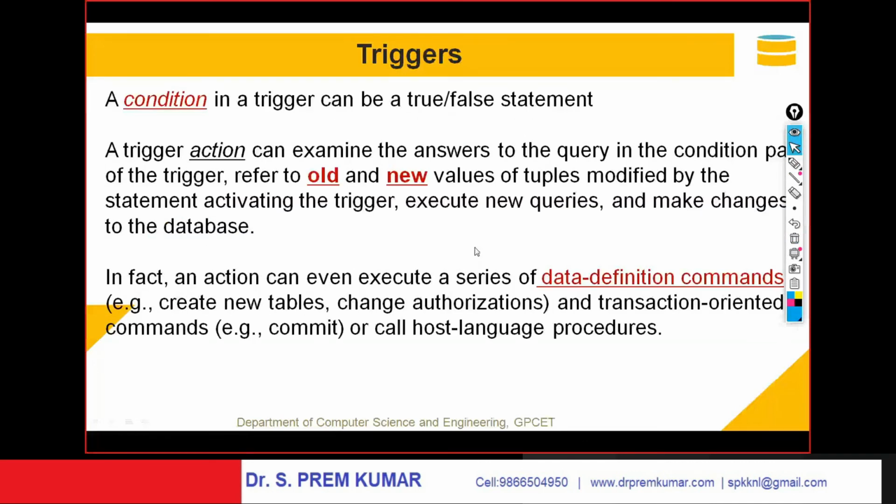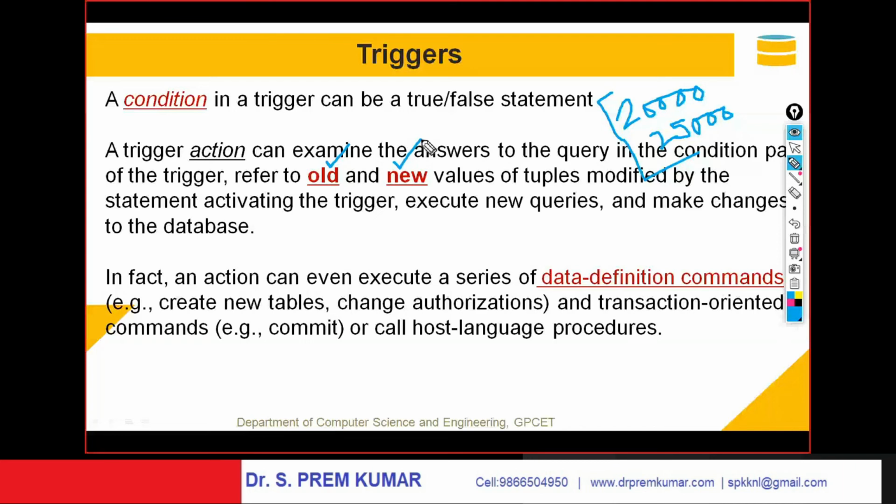When you go with the update event, suppose the salary of one employee is 20,000, and now I want to update it to 25,000. Then the 20,000 is called the old value and the 25,000 is called the new value. In the case of updation, we use certain reserved words called old and new. Old is the existing value, new is the latest value.